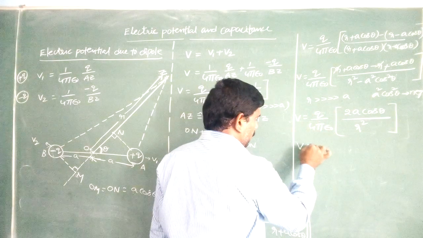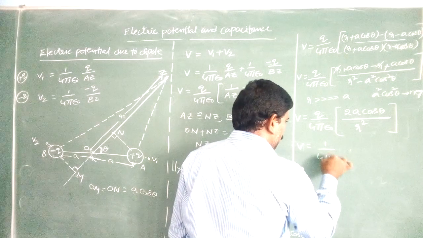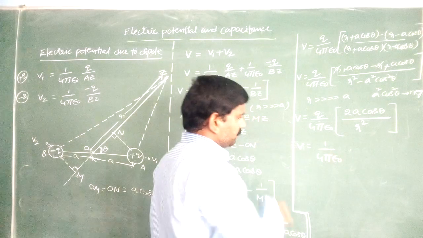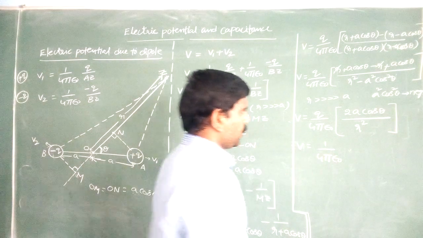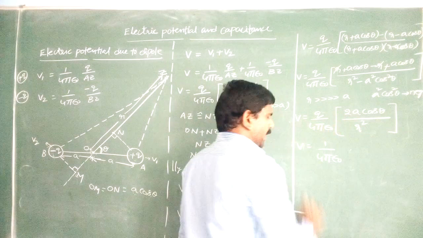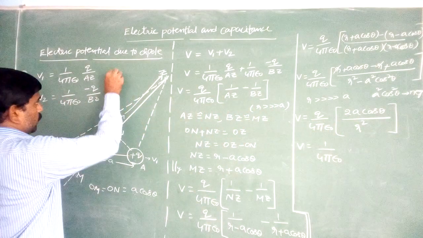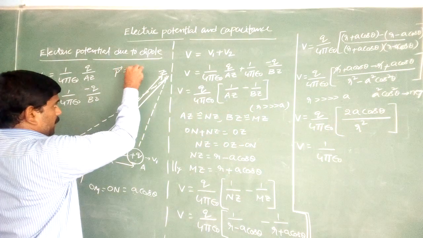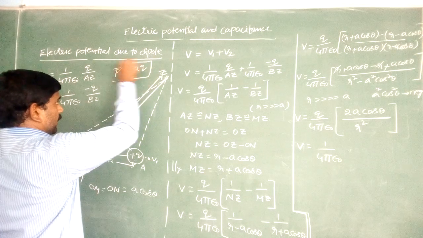Therefore V is equal to 1 by 4 pi epsilon naught into 2AQ cos theta by R squared. We write that 2AQ is nothing but P bar, the electric dipole moment.